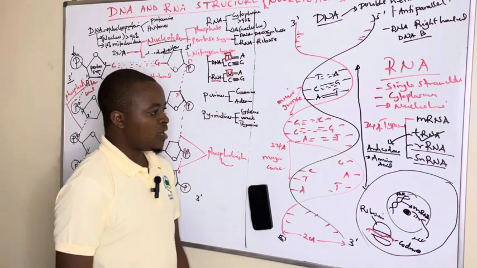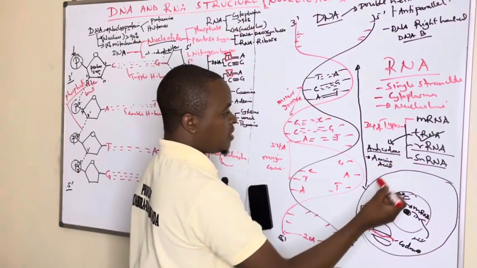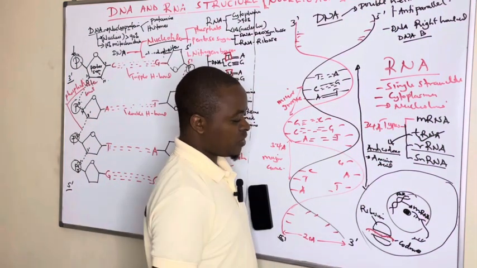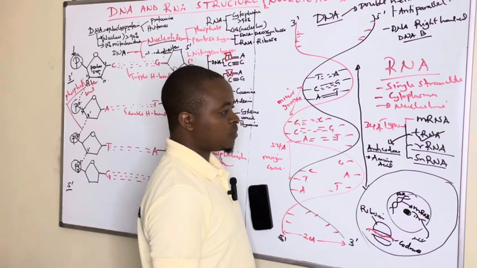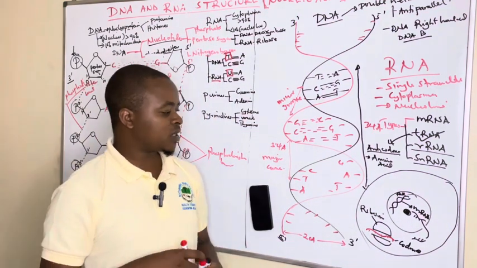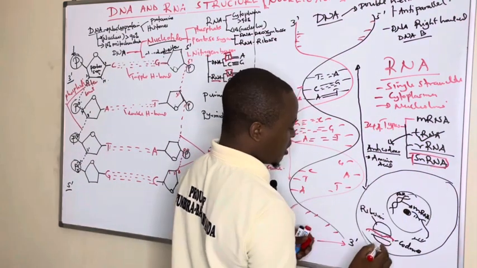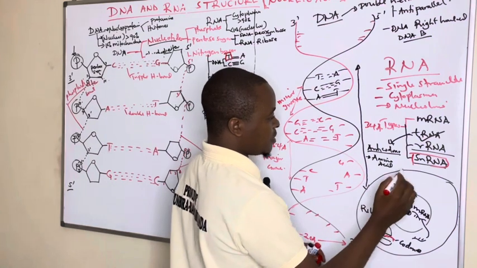That is the major importance of transfer RNA. Then ribosomal RNAs, these are the ones found within the ribosomes, acting as machinery for protein synthesis.